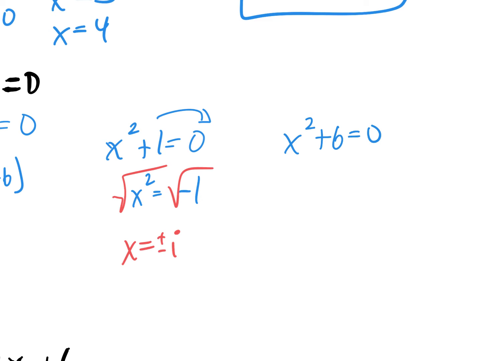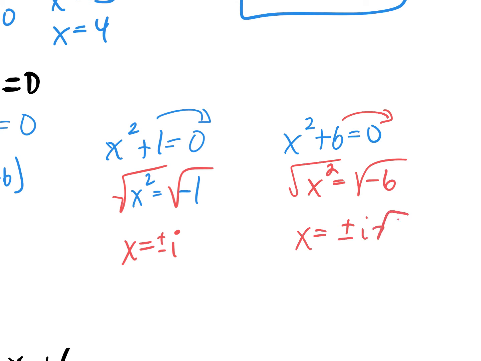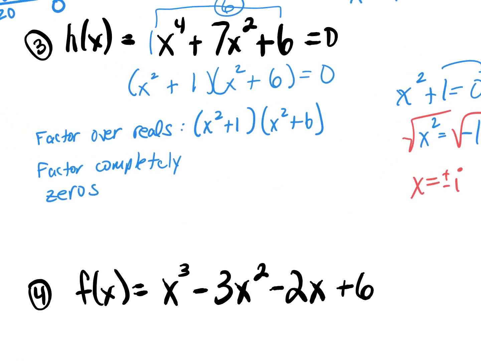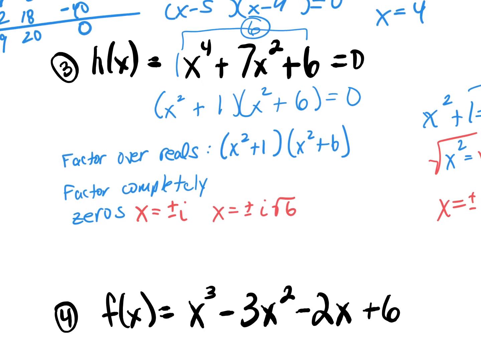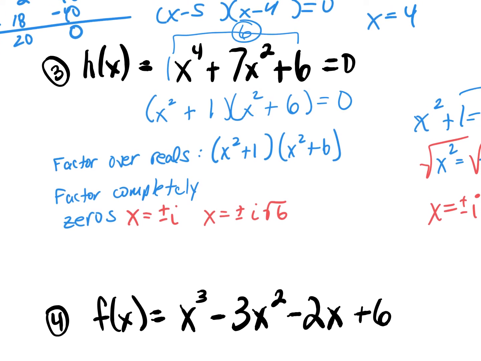What about here? You subtract 6. x squared equals negative 6. Now what? Square root. What does x equal? Plus or minus i root 6. Okay, so those are your zeros. Your zeros are x equals plus minus i, and x equals plus minus i root 6. Right? You guys with me?